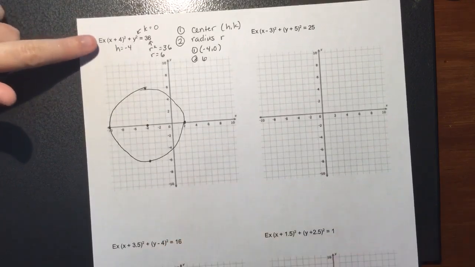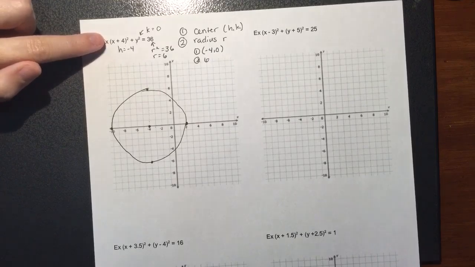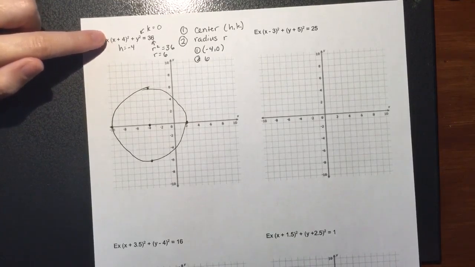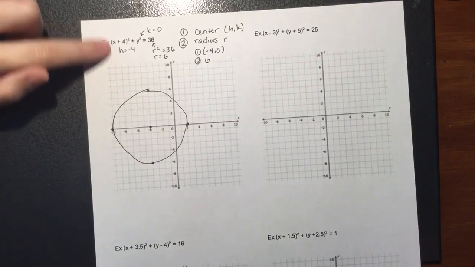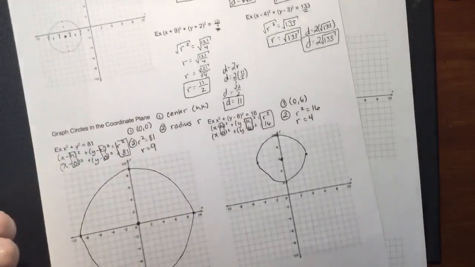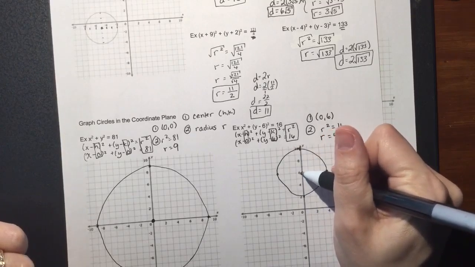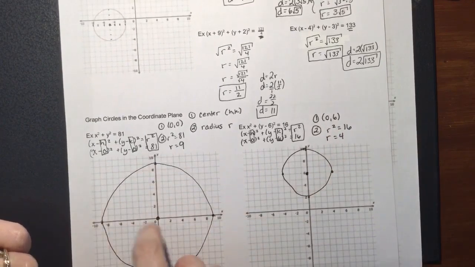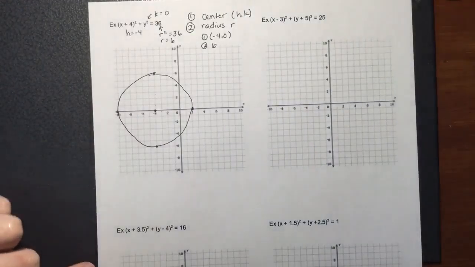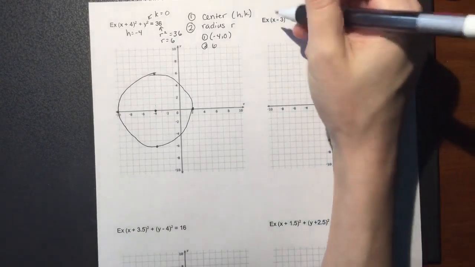So there's a couple examples where the h value is the only one you have a number for, and so therefore the center is only going to be on the x-axis. And here's one where you just have a y value, and so therefore your center is going to be on the y-axis, and then here's one at the origin. The next couple are going to move around to different spots and kind of show you how different things work.